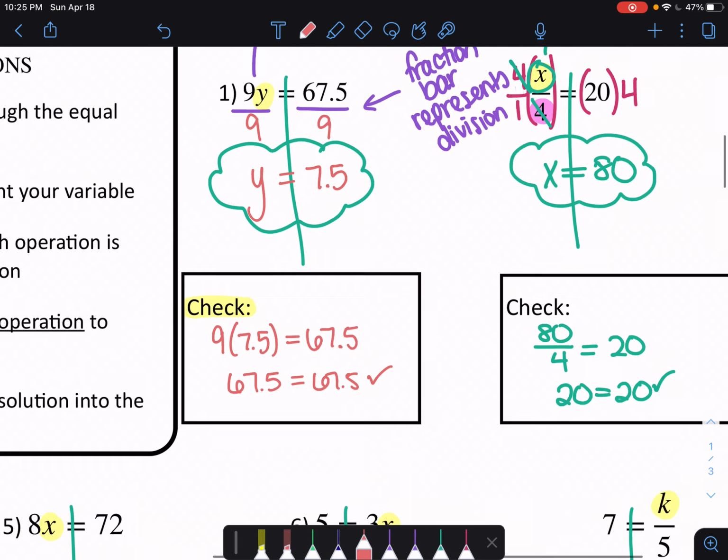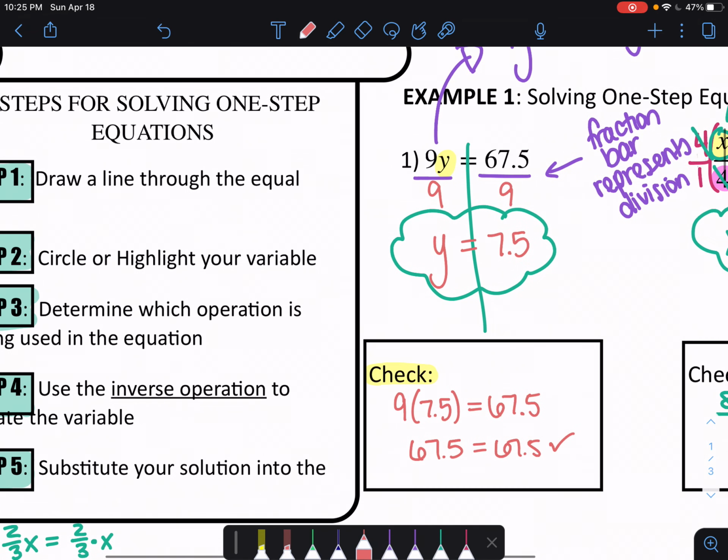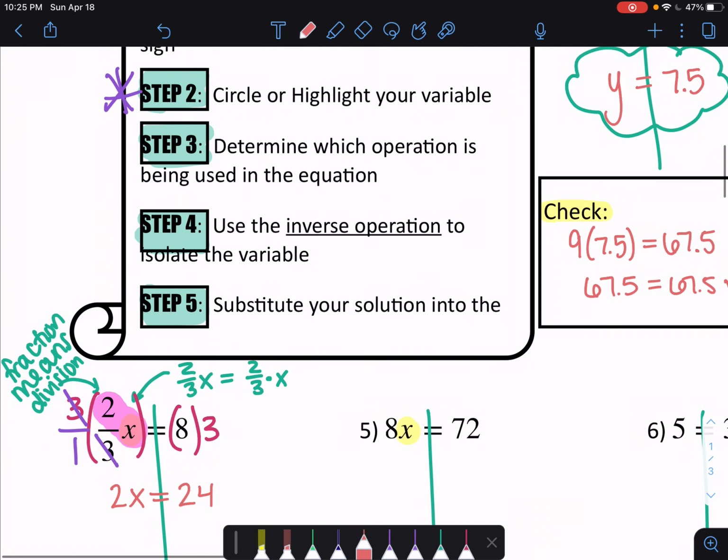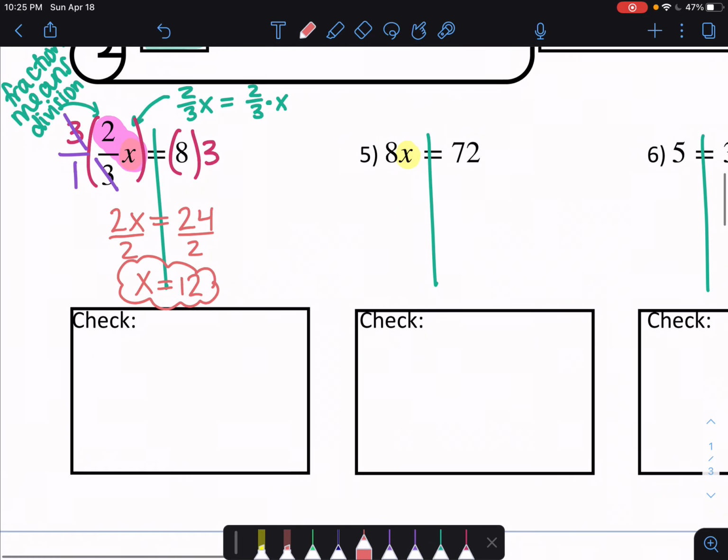Okay. Now for the next part of this, I'm going to undo the multiplication like I did in number 1. So I'm actually going to divide by 2 on both sides. So x equals 12. So that worked out pretty nicely. And now I'm going to check.